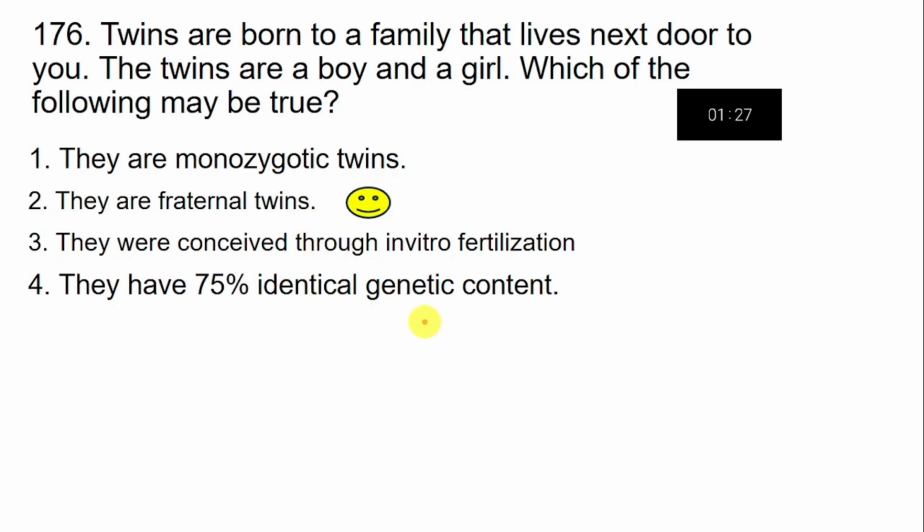Regarding the genetic content, this will apply for what you have learned in the Human Genome Project. All the human beings, according to Human Genome Project, we are 99.9% identical. So the same rule will apply to fraternal twins also. Monozygotic twins are 100% identical and fraternal twins are 99.9% identical. Next question.